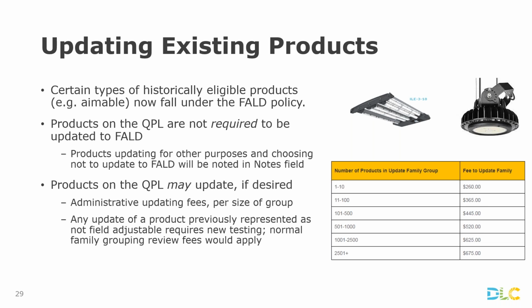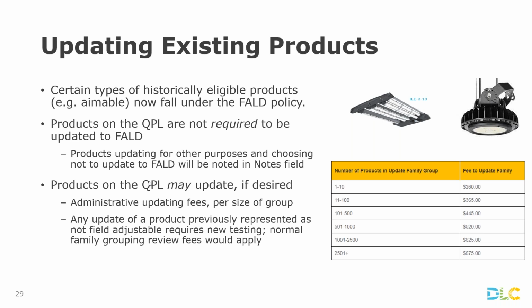Any product that was not previously represented as field adjustable in its distribution and is coming back to say, hey, we've perhaps made a design change to allow this product to change its distribution in the field, that will very likely require new testing. And so anything that requires new testing, the normal testing review fees in the family grouping fee structure would apply. That is, any new test report that DLC would have to review would be associated with a $500 test report review fee for those particular products in that particular pathway.